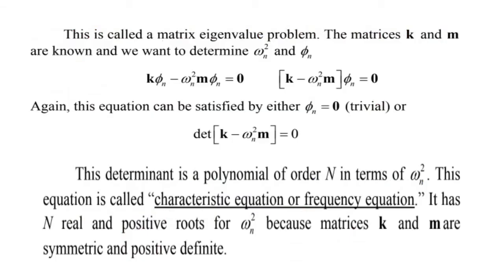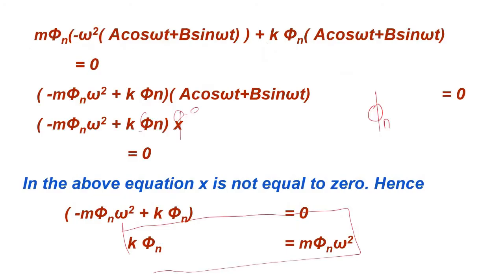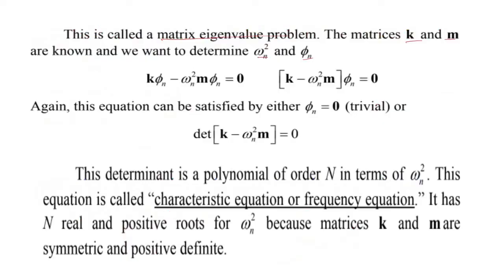This is called a matrix eigenvalue problem, and the matrices K and M are known. Then we can find omega n and phi n. Here you can see I am just rearranging this. I get K phi n minus omega n square into M into phi n is equal to 0. From here phi n can be taken outside as a common factor. Now this equation can be satisfied either by phi n equal to 0 or by the determinant being 0. So I am taking this.